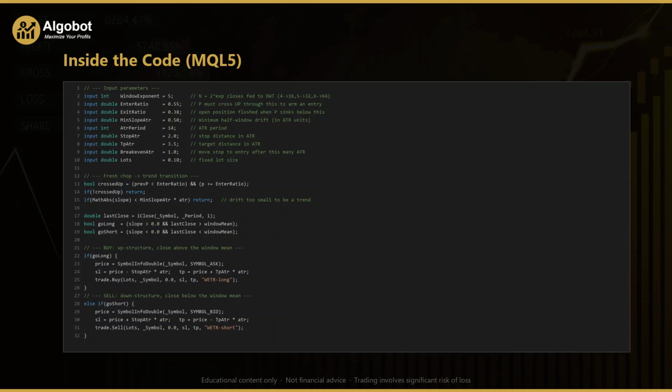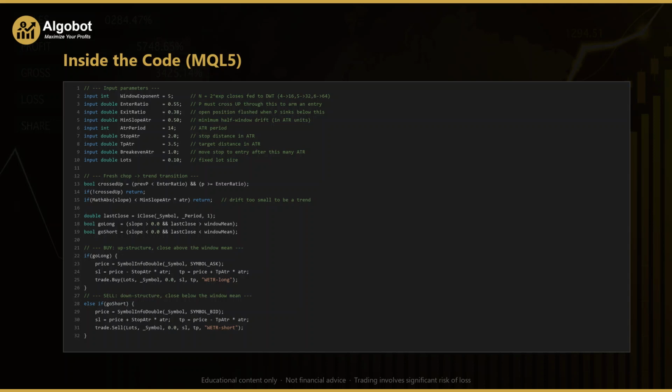Let's look at the actual MetaQuotes language code the expert advisor runs. At the top are the input parameters you can adjust in the strategy tester. Window exponent sets the size of the wavelet window. A value of 5 gives 32 closes. EnterRatio, defaulting to 0.55, is the level the persistence ratio must cross upward to arm an entry. Exit ratio, at 0.38, is where an open position is flushed. MinSlopeAtr is the drift floor. Then come the ATR period, the stop and target multiples of 2 and 3.5, the break-even distance, and the fixed lot size.